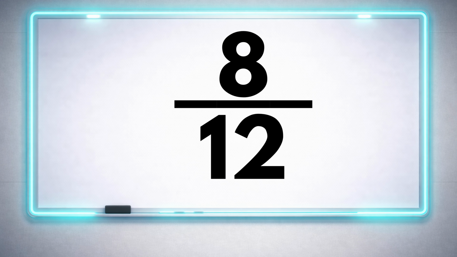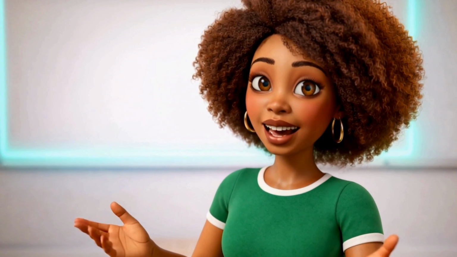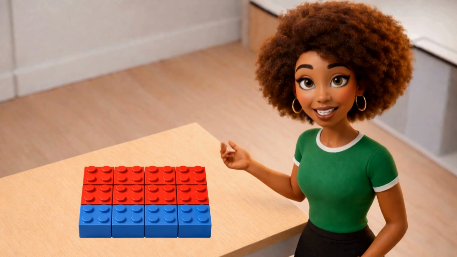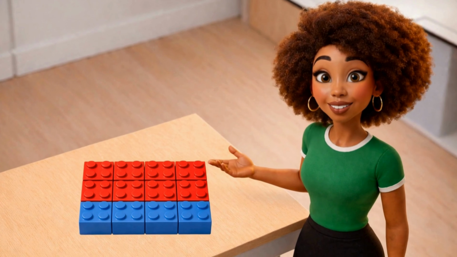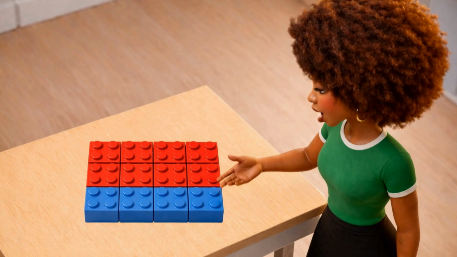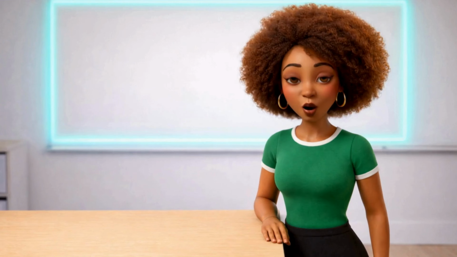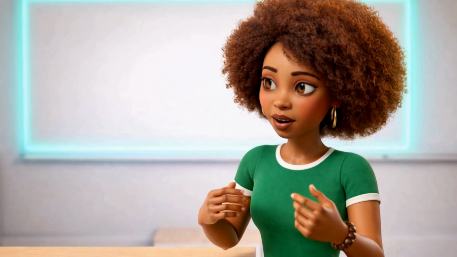Let's start with this fraction, 8 over 12. Here we have 12 blocks in total, and 8 of them are red. So this model shows 8 out of 12, written as 8/12. Now watch what happens if we divide both numbers by the same number.